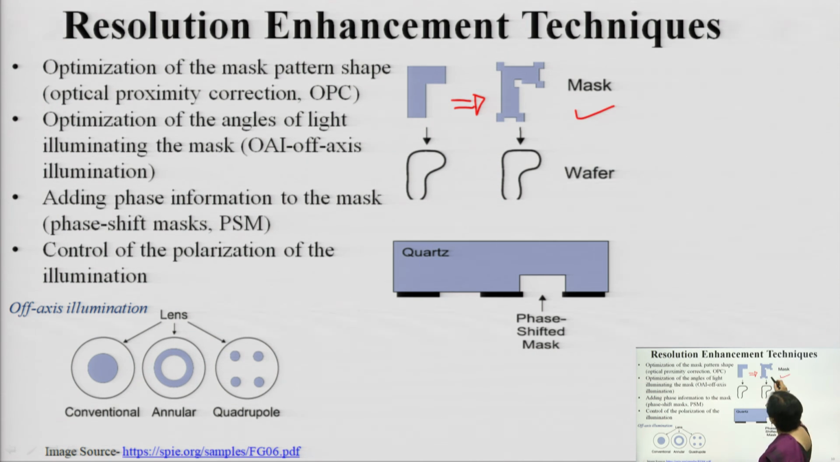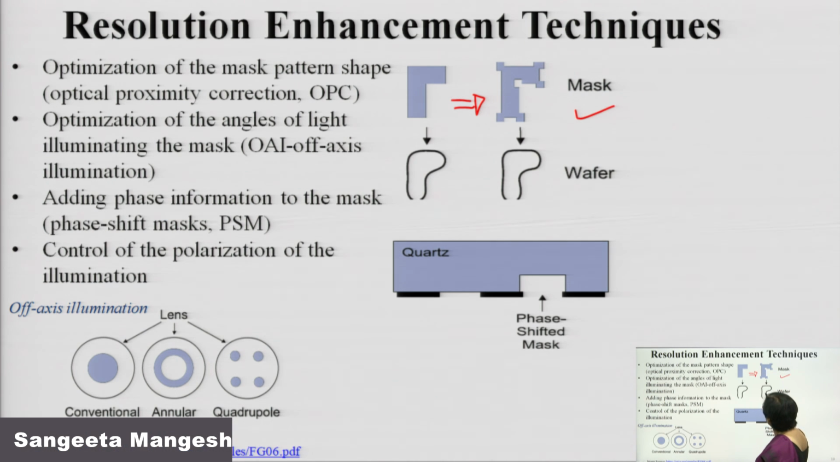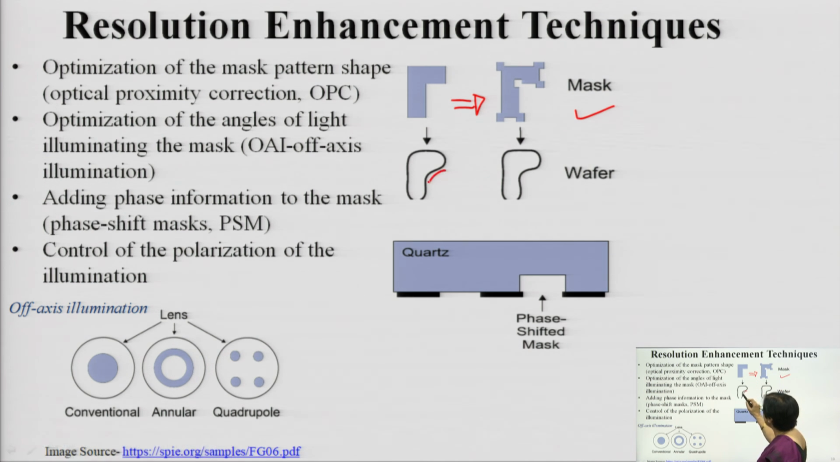Similarly, here also you are including some extra portions. Your pattern which was getting transferred was not proper, but compared to this, you have a better pattern at this edge, at this edge, and at this edge also, if you include some. So, mask modifications are being carried out.